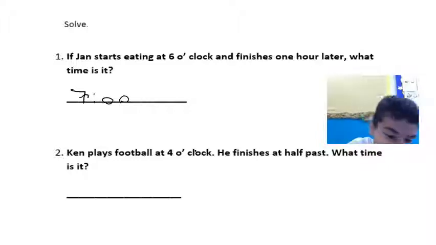So what's the answer? That one was tricky, huh? 12. Use your noggin. Good job.